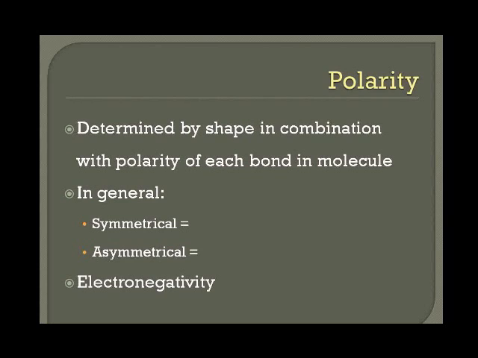When we talk about polarity, or polar molecules, this is determined by the shape in combination with the polarity of each bond. In general, if our shape is symmetrical, it's going to be nonpolar. If it's asymmetrical, our molecule will tend to be polar. We're also going to look at differences in electronegativity, and the magic number that we're looking for is a difference of 1.7.